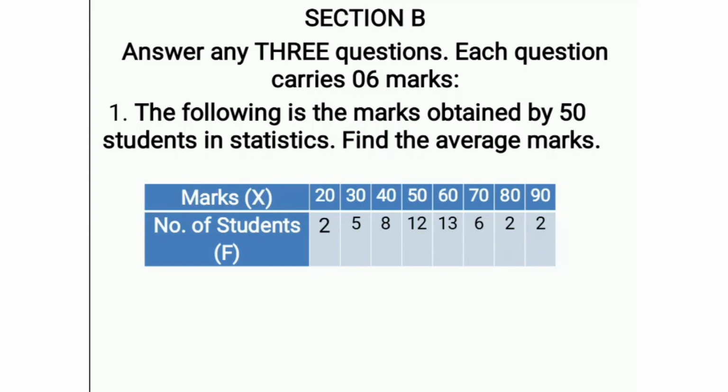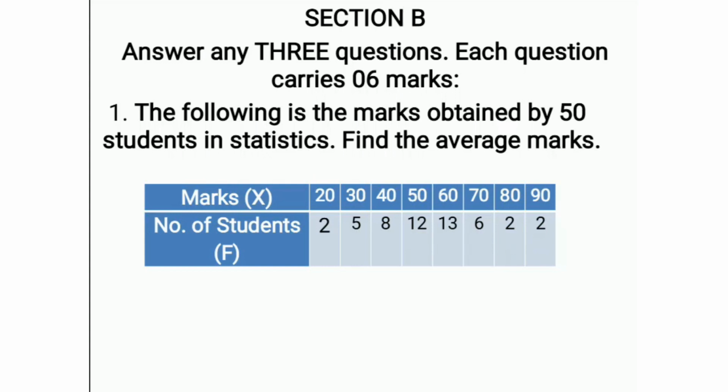So the first question states like this: the following are the marks obtained by 50 students in statistics. Find the average marks. So in this question, they have asked to calculate the average marks. The table states like this: the marks start from 20 to 90, and the number of students, that is stated as the frequency, is 2, 5, 8 and 2 at the end.